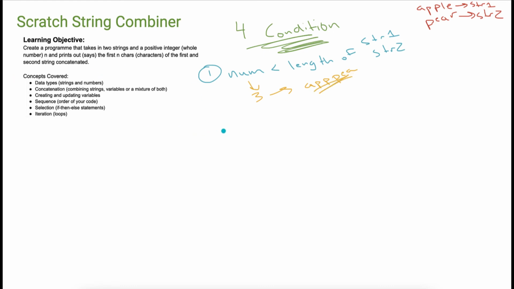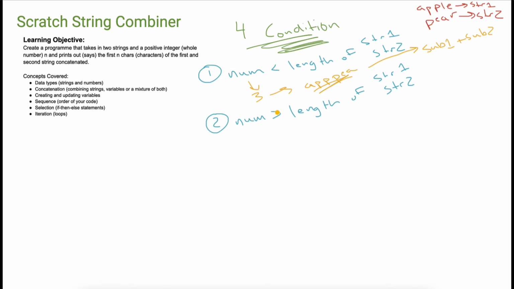The other condition is pretty simple because we just did it. The other condition is if the num is greater than the length of both string 1 and string 2. And I also forgot to mention right here, if I'm returning the shortened first string and second string, what I'm actually returning is sub 1 plus sub 2. That's what the cat is actually saying, sub 1 and sub 2.